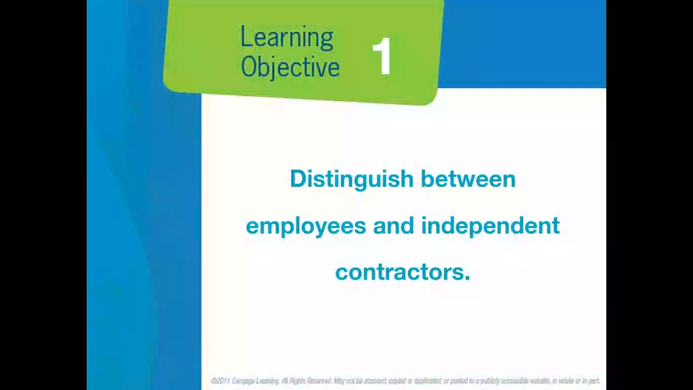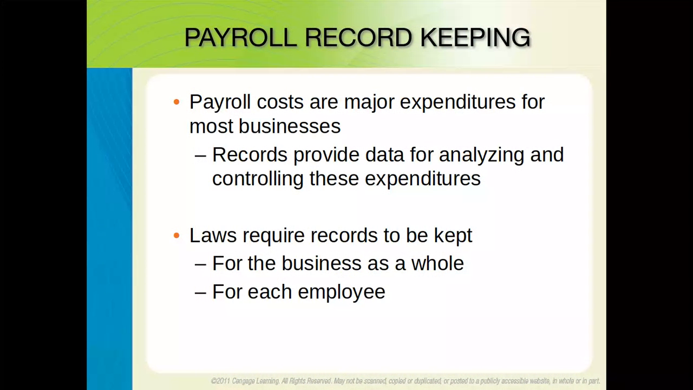So for our first objective, we need to distinguish between employees and independent contractors. This is really important because there are several laws that are put into place that will make it different deductions being taken out for your employees or independent contractors. So payroll costs are major expenditures for both businesses. That is a lot of money going out to people that are working for you. It's one of your biggest expenses as a company.